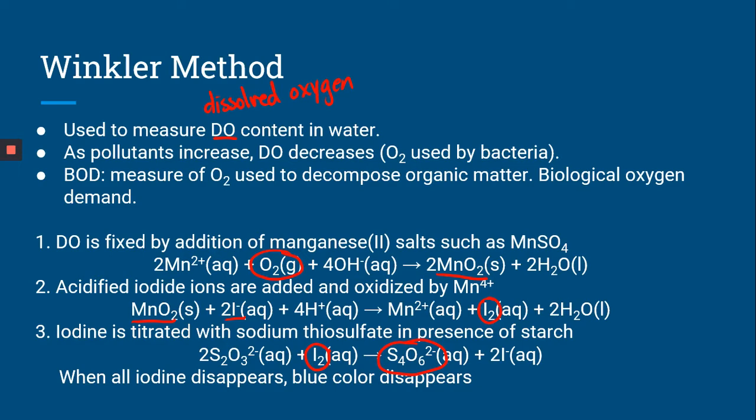So you can use this Winkler method. For this method, you just need to know what it's used for, so it's measuring the dissolved oxygen content. You need to know what happens as you add pollution. The reactions you don't really need to memorize because they would be provided for you.